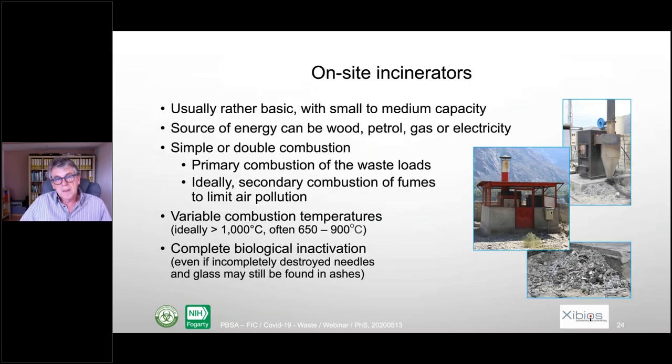On-site incinerators, the picture you see on the right, were taken in Gilgit-Baltistan in Pakistan. Those are two small incinerators located on site, but outside of the buildings. The source of energy can be diverse. In some cases, you can even use wood if you don't find anything else. There is a good combustion of the waste, but most of the time not at the most effective temperature. Normally it should be above 1,000 degrees. It's often between 650 and 900 degrees.